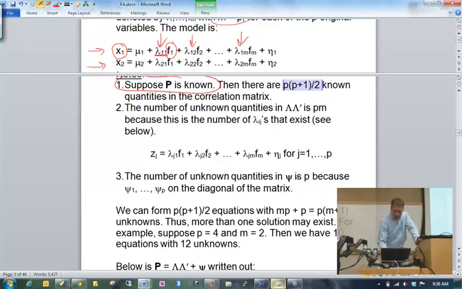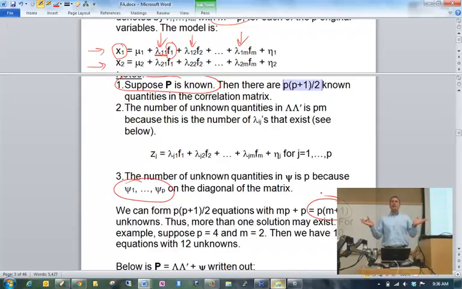Also, in our psi matrix, remember it's a diagonal matrix, there are p different unknowns, these corresponding variances. So in the end, the number of unknowns that we would like to find estimates for are m times p plus p. Or in other words, p times the quantity m plus 1.